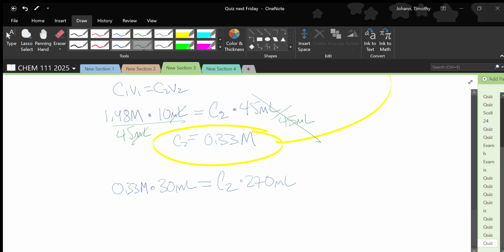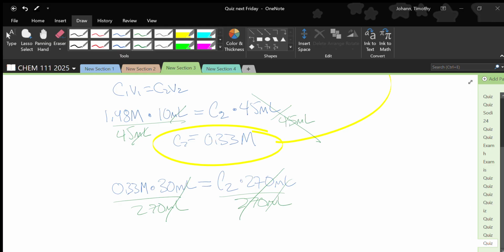To solve this, once again, I'm going to divide both sides by 270 milliliters. 270 milliliters cancels with 270 milliliters. Over here, milliliters cancels with milliliters. Where'd you get the 270? Oh, sorry. Thank you. 200. I was just checking you guys are paying attention. And then 0.33 times 30 divided by 200.